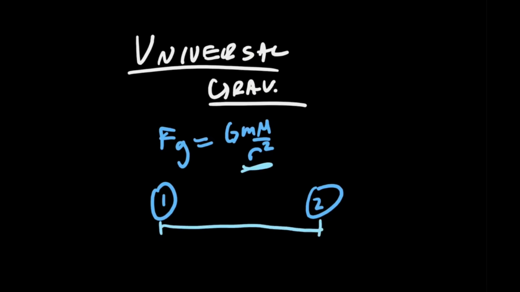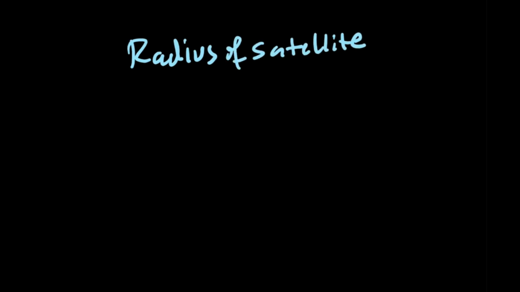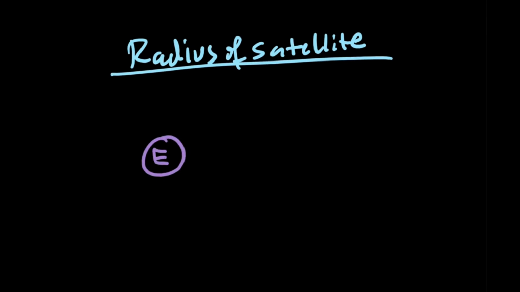Let's do a quick example question. Let's say we're trying to find the radius of a satellite in geosynchronous orbit. What does that mean? Geosynchronous orbit means that it goes around the Earth every 24 hours. So let's say we have a little miniature Earth right here, and then we have a satellite that's somewhere around the Earth orbiting. Let's say it's just right here at this point.